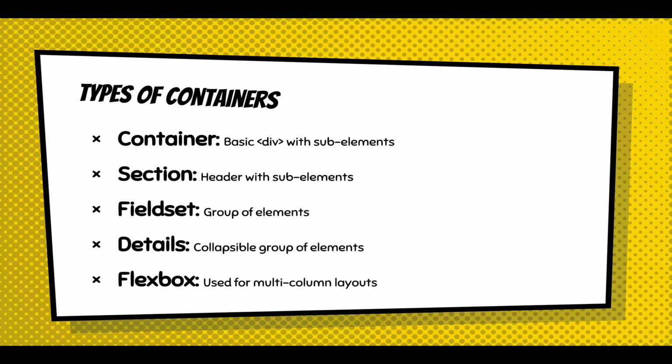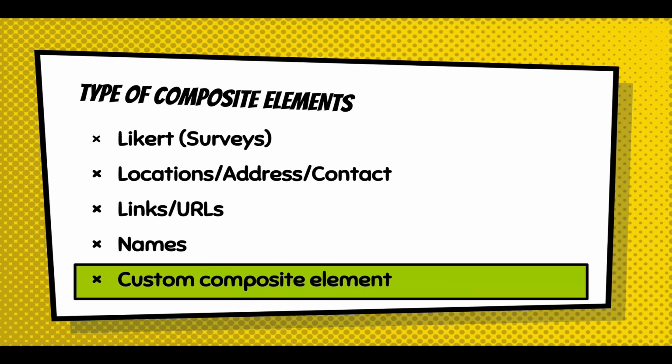Containers, we talked about field sets. Section is just about putting a header and grouping a bunch of elements together. Details are just those collapsible elements to hide and show things, and flexbox is used for multi-column layouts. So composite elements, we talked about address, but Likert is one of the first ones. That's a way to do surveys and questions.